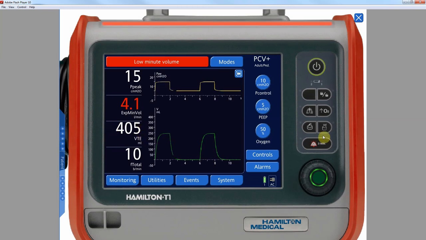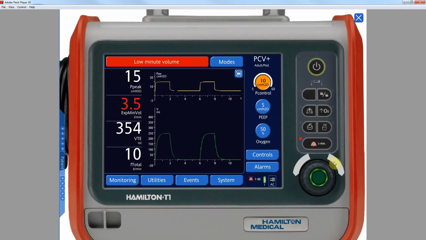And the expired tidal volume is dropping, because a patient with ARDS doesn't have very compliant lungs. So in this patient, you would then have to increase your P control. So let's increase that from 10 to 20. And then our inspiratory pressure, our peak pressure, is going to go up, and then our expired tidal volume should also go up.